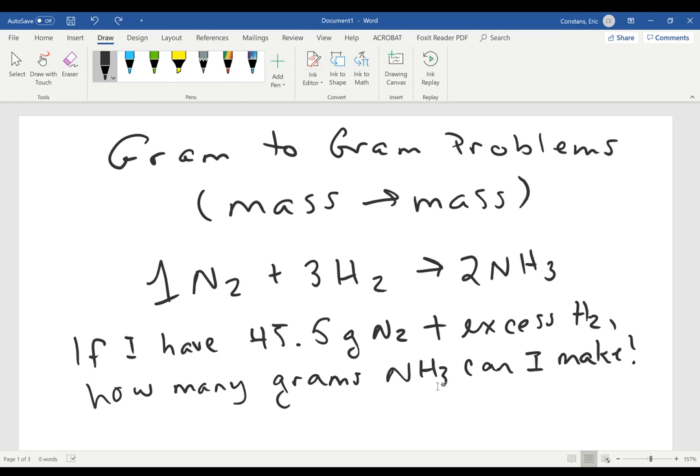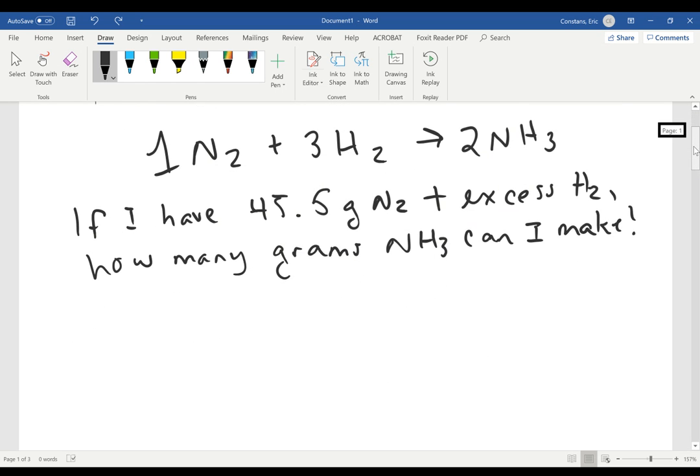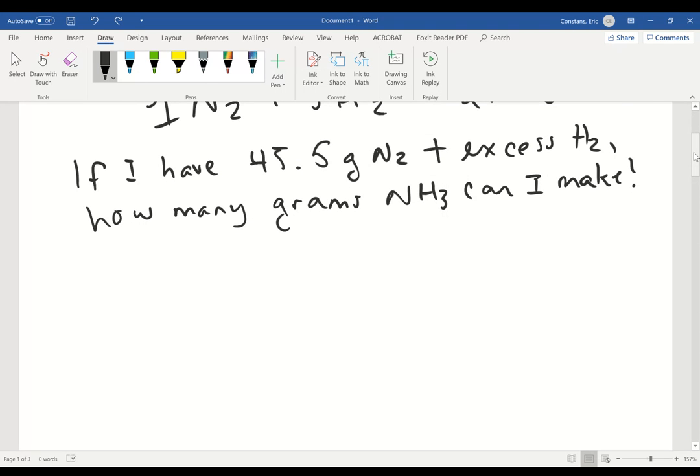So I'm going to give you the same reaction we've been working with, nitrogen and hydrogen reacting to form ammonia. And I'm going to ask the question this way. If I have 45.5 grams of nitrogen and I have excess hydrogen, which means we don't have to worry about it, how many grams of ammonia can I make?